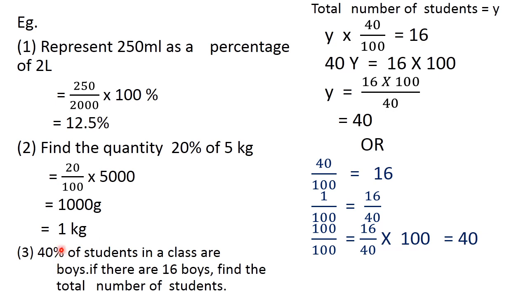Third type. 40% of students in a class are boys. If there are 16 boys, find the total number of students.